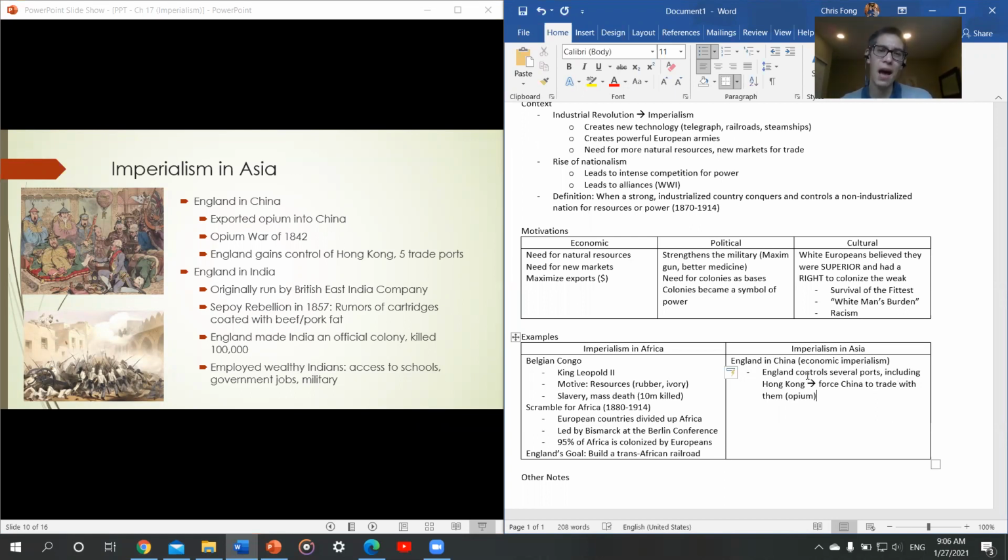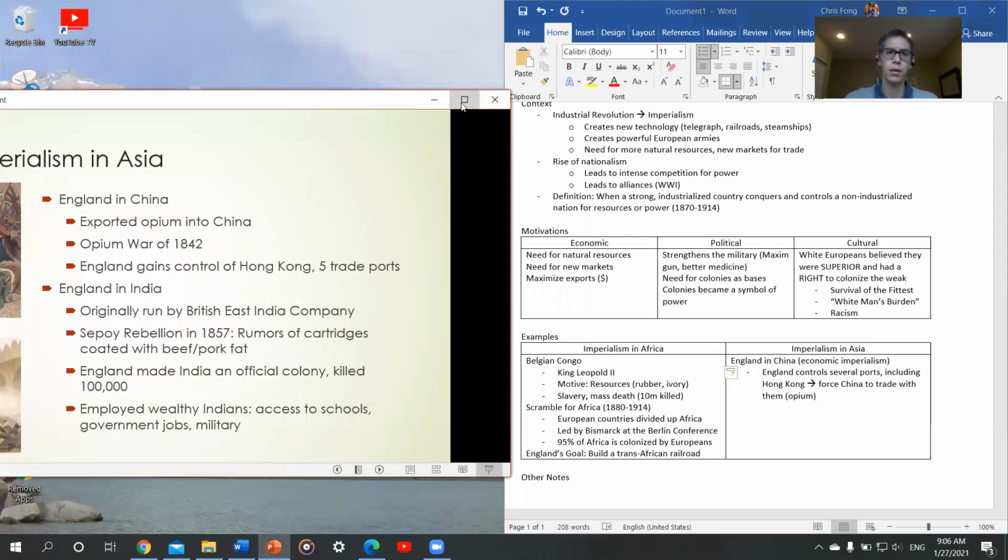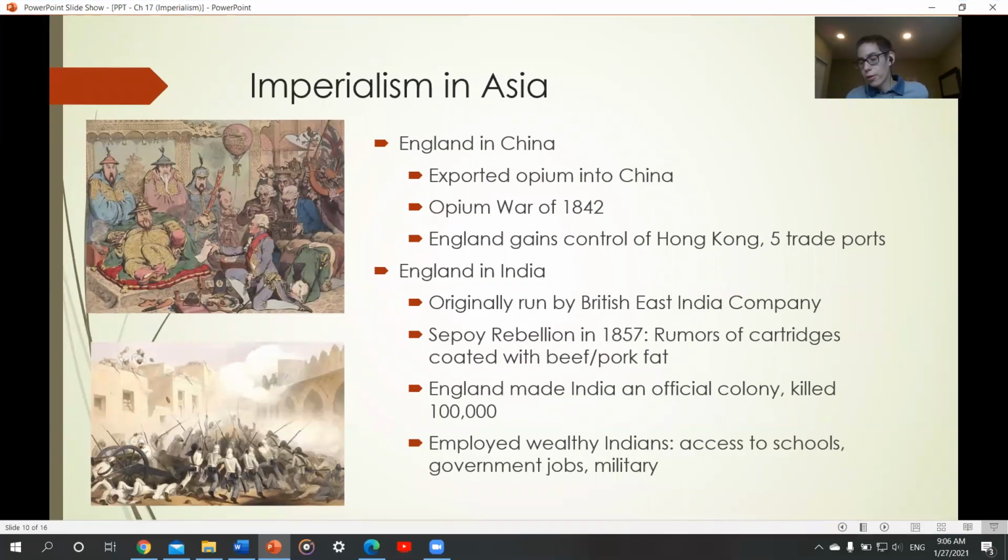So that's a little bit different than what was happening in Africa. It's not fully taking over the country. Instead, it's economic imperialism, forcing the Chinese to trade with them. And then India was the other big example. India was originally run by the British East India Company. It was originally for trade.